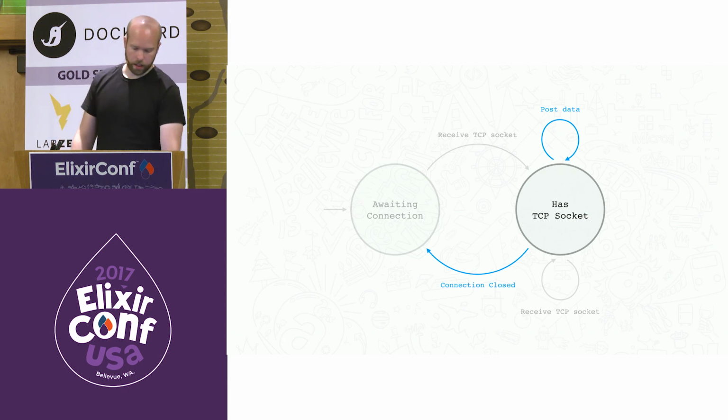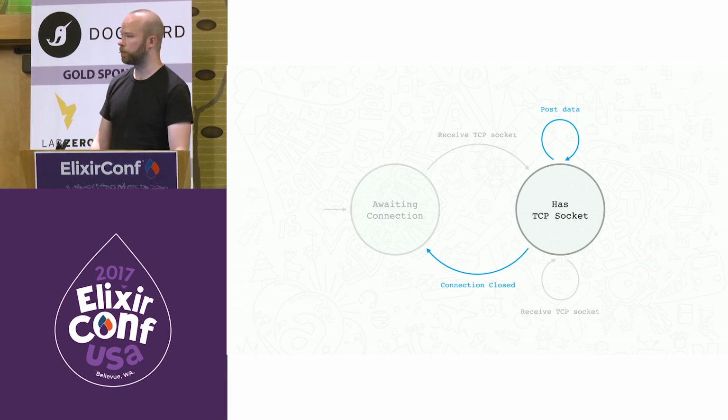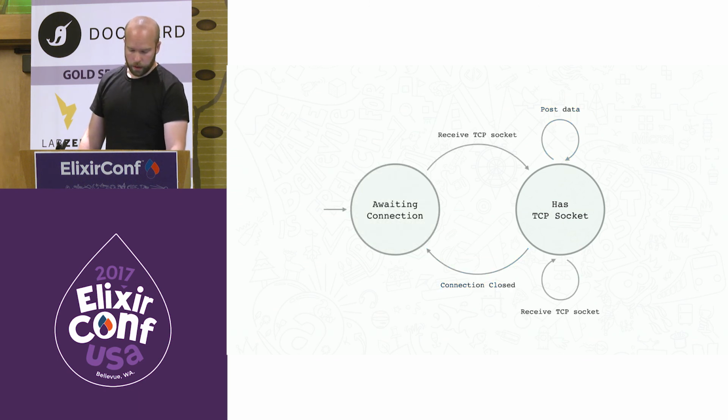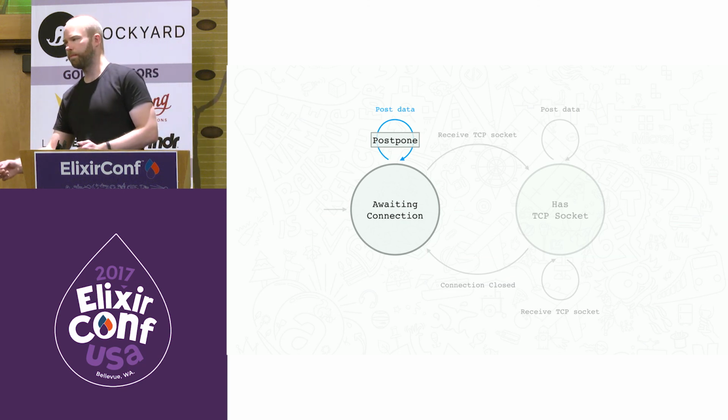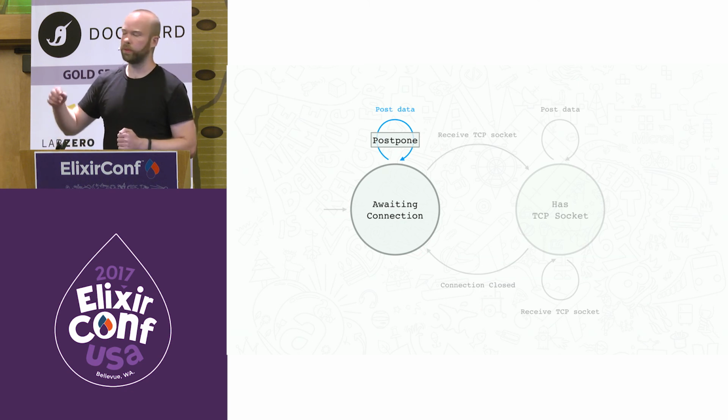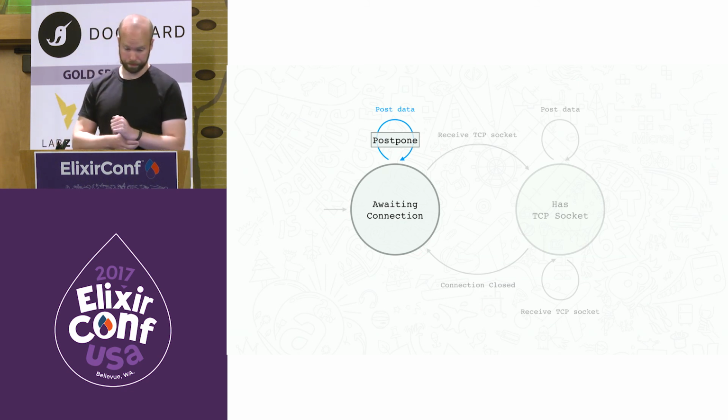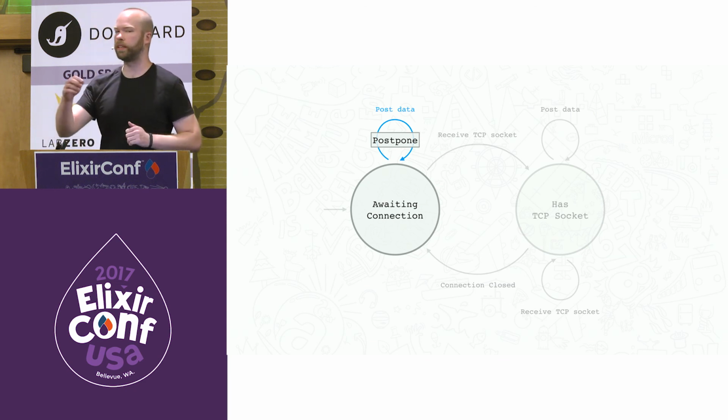So when we post data, it can either go OK, or it can be closed because we sent to something that has been closed. So just to deal with that situation, we will be able to go back to awaiting connection, where if we try to send data at that point, we will use a feature in GenState called postpone, that will keep the messages around until the next state transition, at which point it will retry.